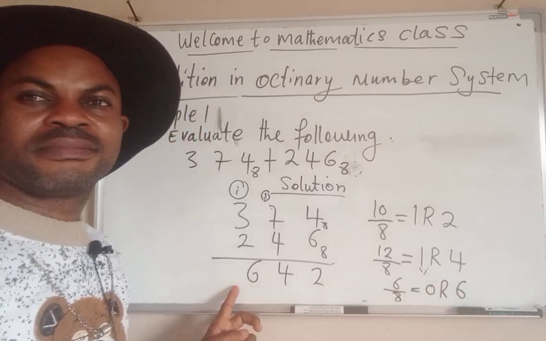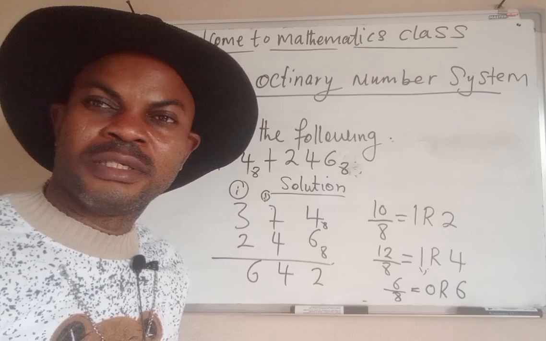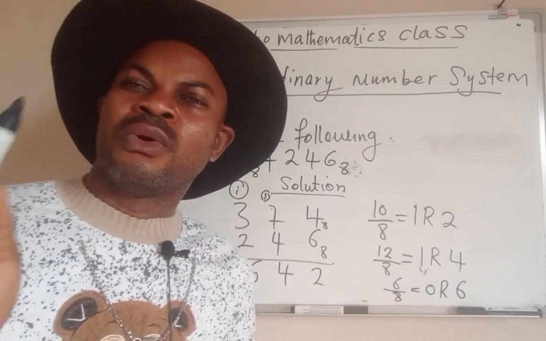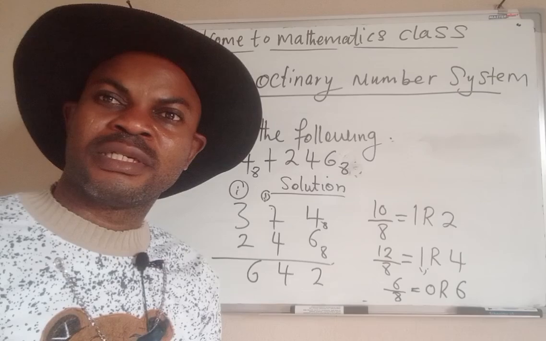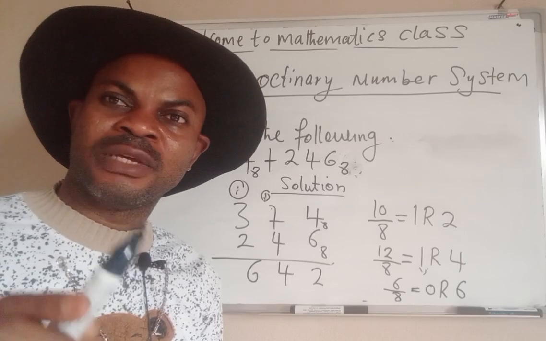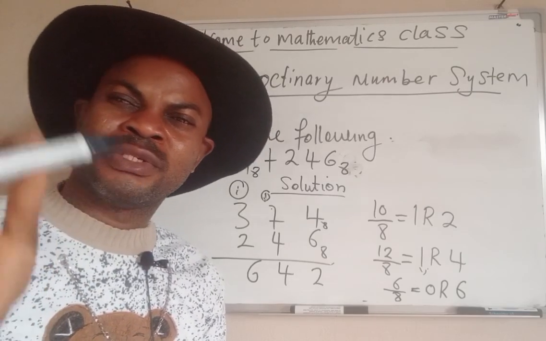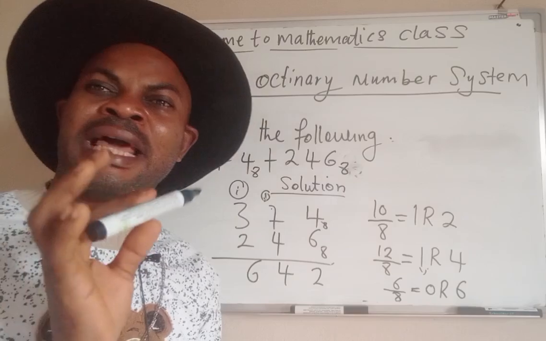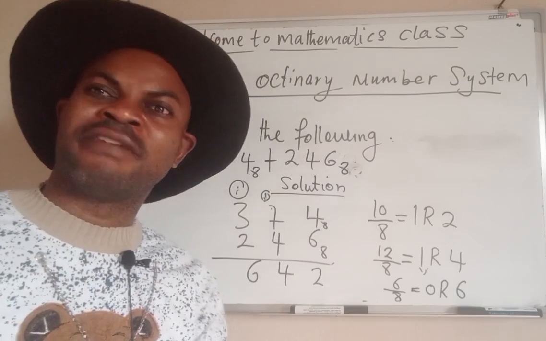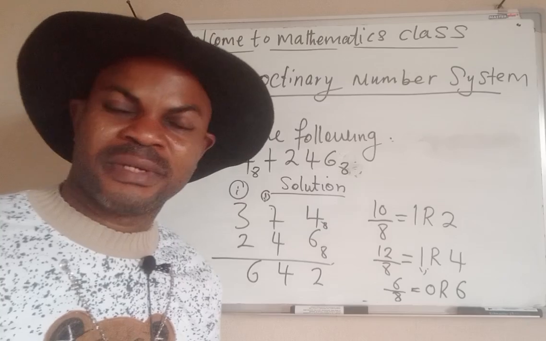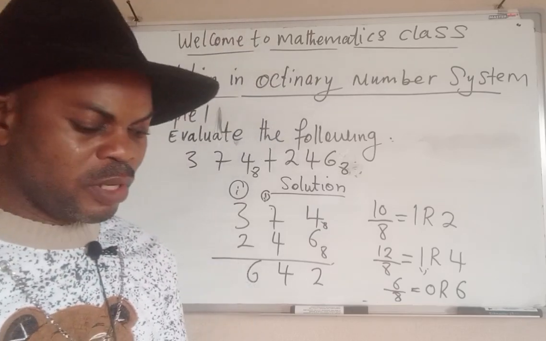6 here. So the next thing you need to store in your brain is this. After addition, if the value you obtain, or the answer you get, is not up to the base you're dealing with, you quickly write it down like that without dividing. But even if you choose to apply the principle of dividing, you still have the same answer. There's nothing wrong with that.